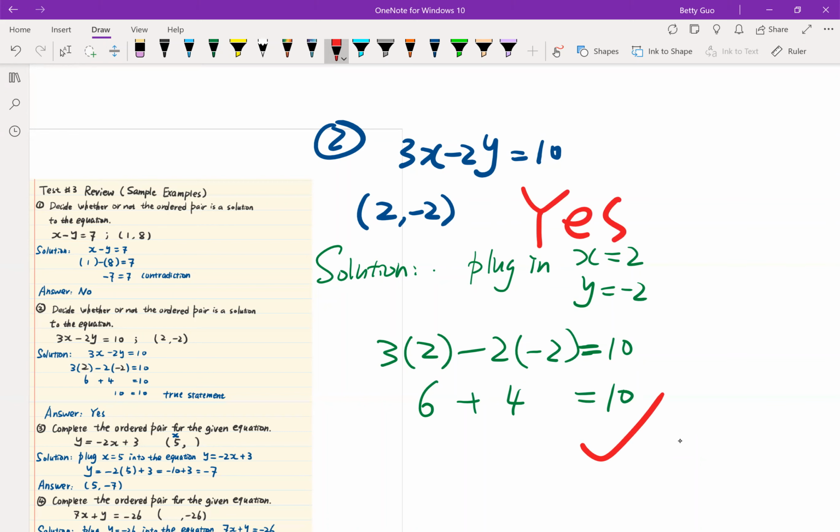Is that doable? The first 2 problems, very easy, right? I guess in the actual problems tomorrow, one is yes, the other is no. Any questions? Number 3.